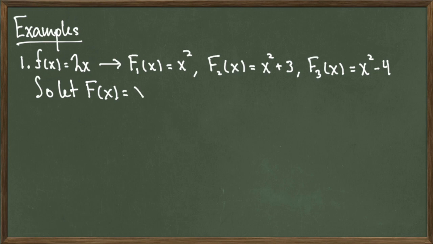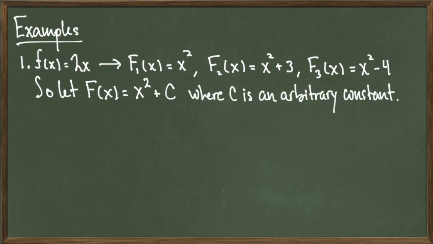So if you want to cover all possibilities, let capital F of x equal x squared plus c, where c is some arbitrary constant. It should be clear that the derivative of capital F of x will get us 2x, our original function.